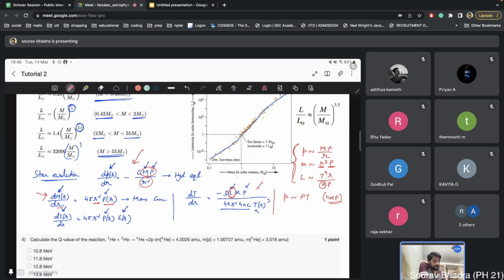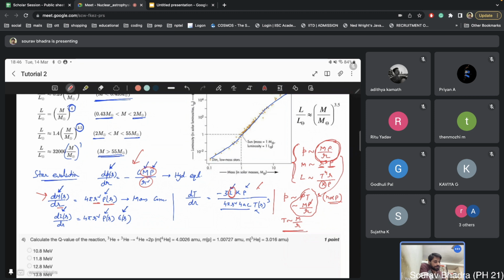P equals rho T, and here it is given already that it also equals m rho by r, right? I have just used this. So rho and rho will cancel out, and T will scale as m by r. Is it clear? So P is m rho by r, coming from the hydrostatic equilibrium, and also we know that P equals nkT, that means P equals rho T. By equating those two, we get that T, the temperature of the star, scales as m by r.